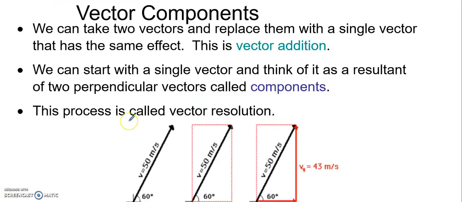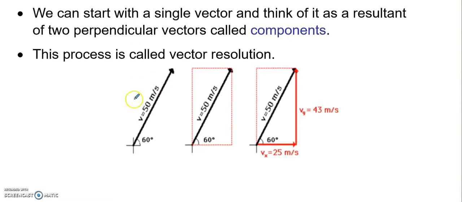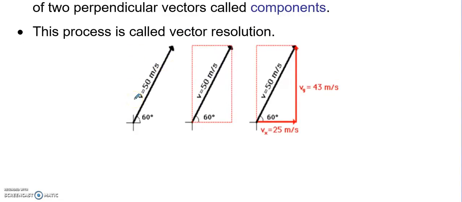Okay, so what we're going to look at now is, what if we start with a single vector? How can we find its components? That's going to be the big thing that we're going to get to, because in order to have vectors that are both going in different directions that are not right angles to each other, we need to find the vertical and horizontal components so that we can then add or subtract the vectors to find the resultant. How do we do this, though?